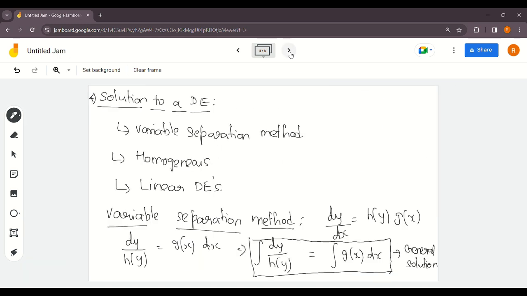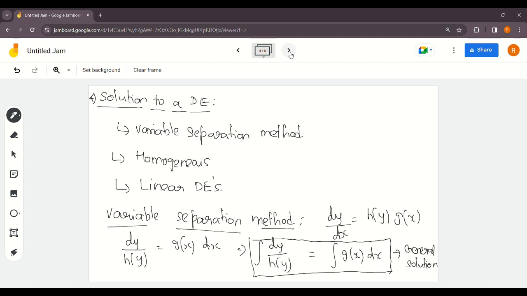Now let us go to actually the solutions to a differential equation. These are very simple topics. There are 3 ways to solve a differential equation. First is variable separation method, another one is homogeneous, and another one is linear differential equation. So we will see one by one.